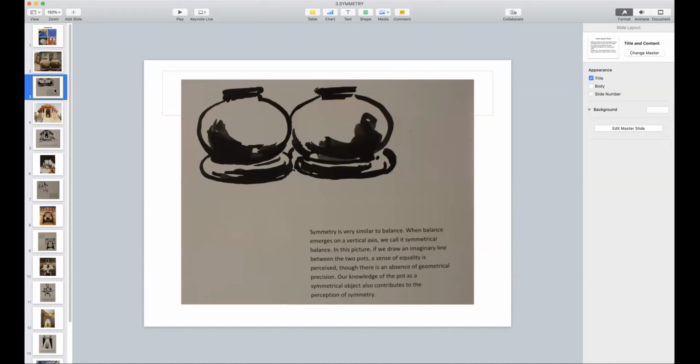In this picture, we draw an imaginary line between the two pots. A sense of equality is perceived, though there is an absence of geometrical precision. Our knowledge of the pots as a symmetrical object also contributes to the perception of symmetry. हमें पता है दोनों मटके एक जैसे, right? So even if they are placed off center, we still call it symmetrical.